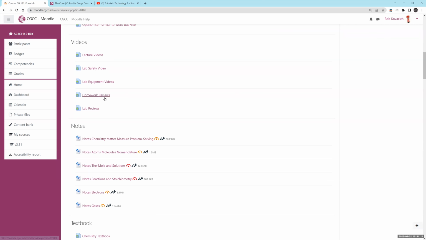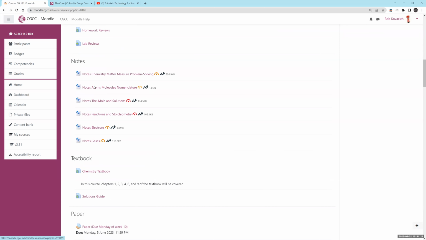So these are empty right now, but after the homeworks and the labs have been turned in or they are due, then I will post videos to review those things. These notes are analogous to the chapters. So this is chapter 1, chapter 2, chapter 3, chapter 4, chapter 6, and chapter 9. So those are the chapters that we're going to be going over in this class.